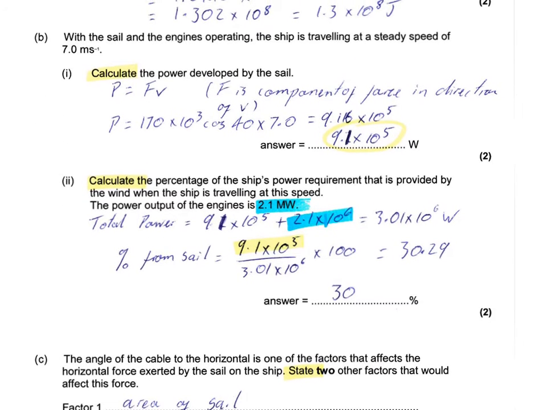We're then asked to calculate the percentage of the ship's power requirement that's provided by the wind when the ship is travelling at that speed. So if I'm trying to find the percentage of the power requirement, I've got to find out what the total power requirement is, and that will simply be the sum of the power from the sail plus the power from the engine. So that value plus the value from the engine gives me the total power requirement. So the percentage coming from the sail is the quantity coming from the sail as a percentage of the total, and that works out as 30.29, so to two significant figures, 30%.